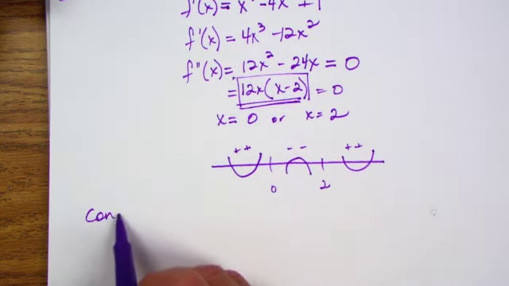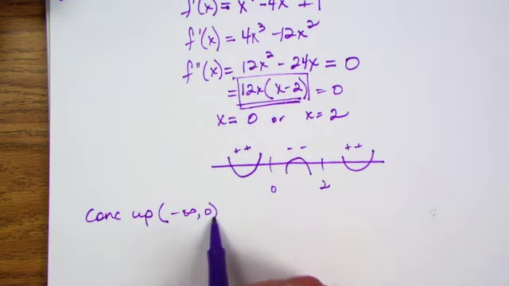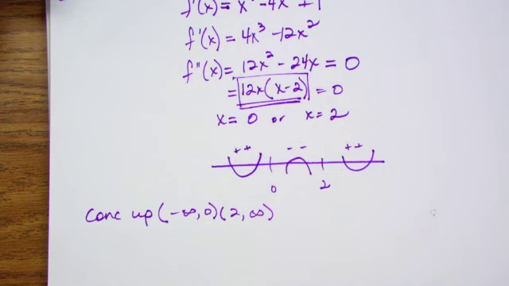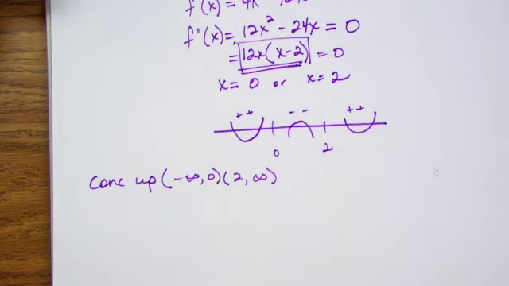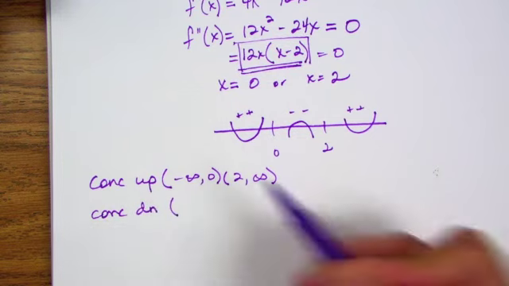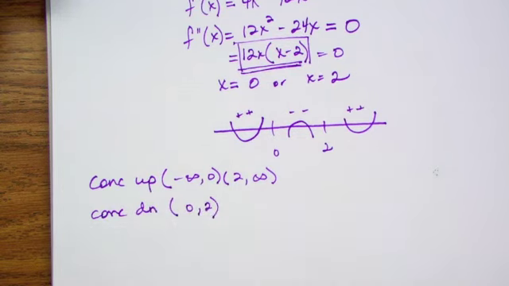Okay, so where is this concave up? Negative infinity to 0 and 2 to infinity, correct? Where is it concave down? 0 to 2.